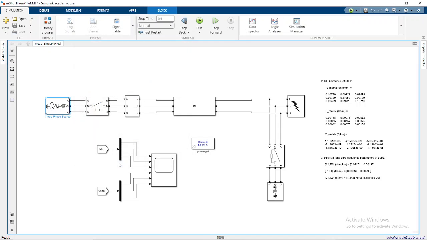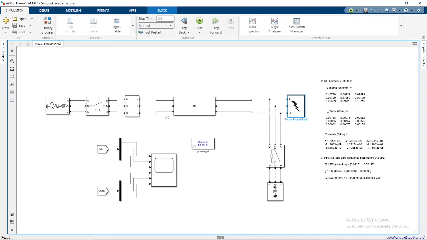Now this is the breaker through which we are charging the line. So this is our source, and this is our breaker through which we are charging this line. At the receiving end we have connected this load, and this breaker is controlling the load. That means we are making the load on or off using this breaker. And this is the fault which may happen on the line at the receiving end.